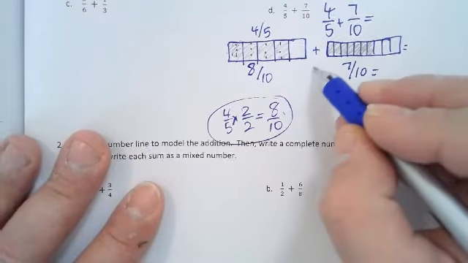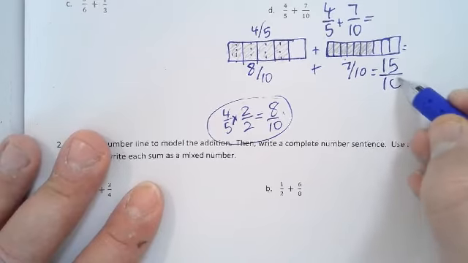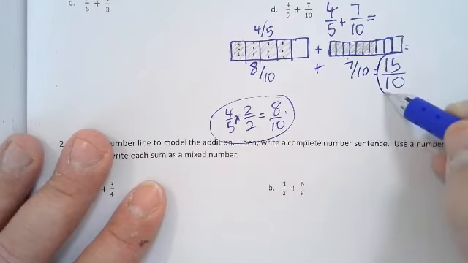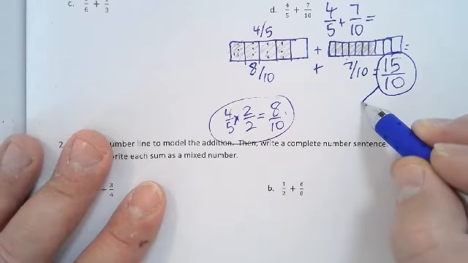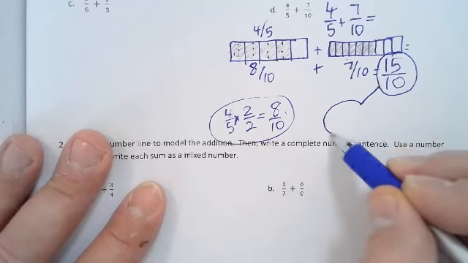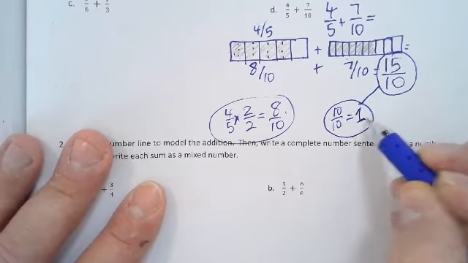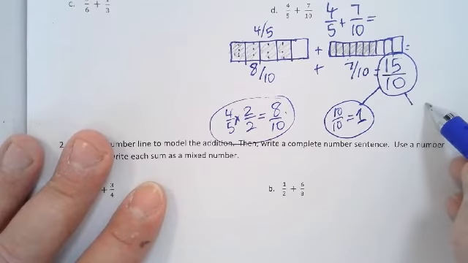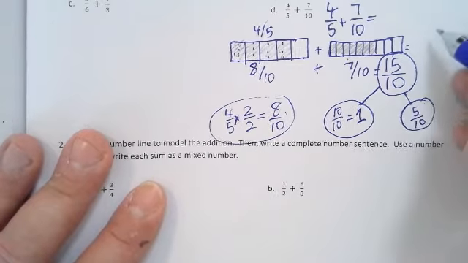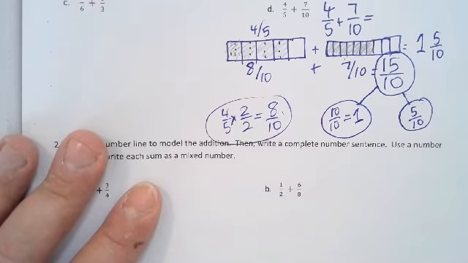So if I add 8 plus 7, I get 15 over 10. Now they want a number bond to show a mixed number. So I circle this, and I need to show how many tens, or how many whole numbers can I get out of it? Well, I can get 10 out of 10. That equals one whole number. How many are left over? How many more makes 15? 5 tenths. Therefore, my answer is 1 5/10. All right, really simple.